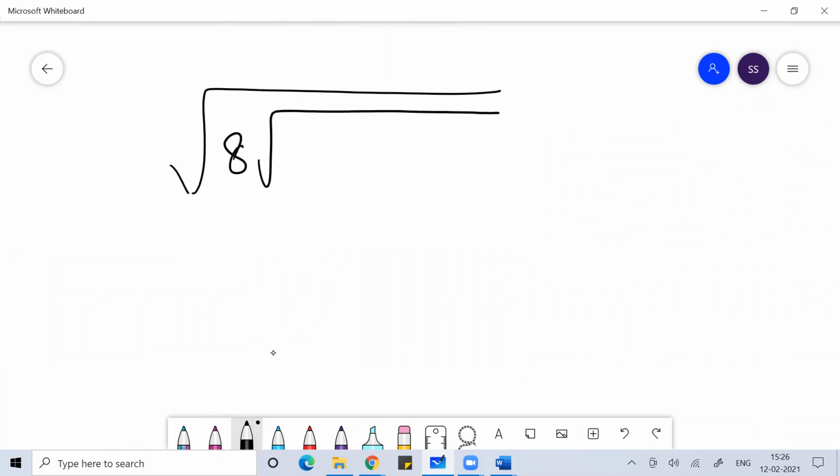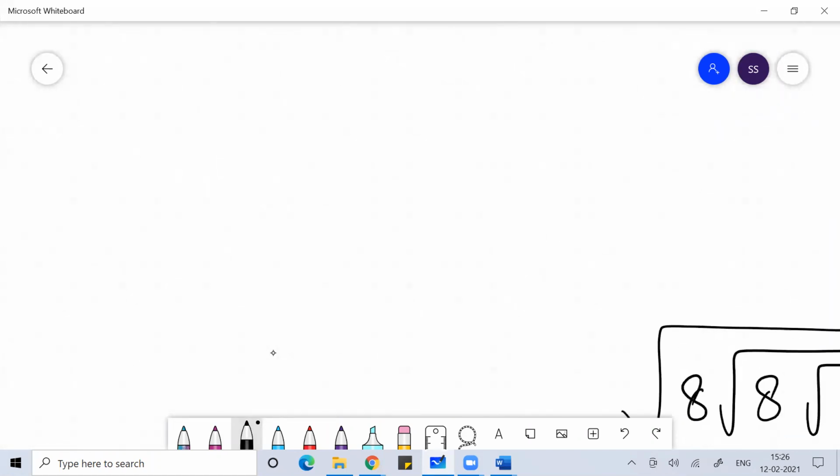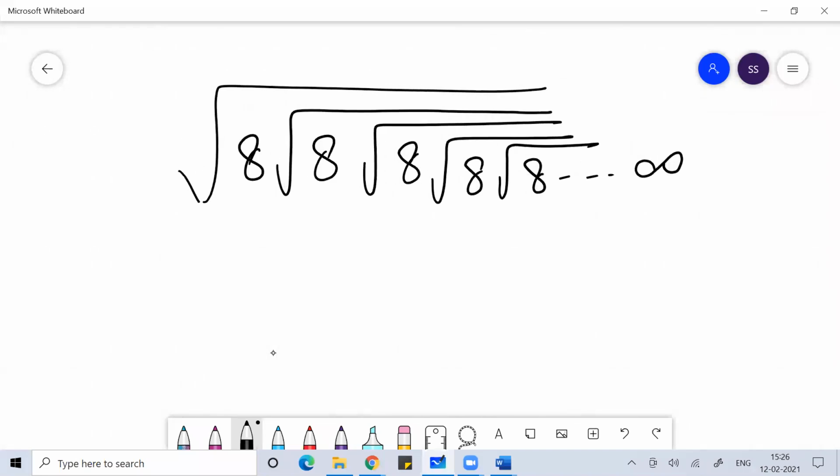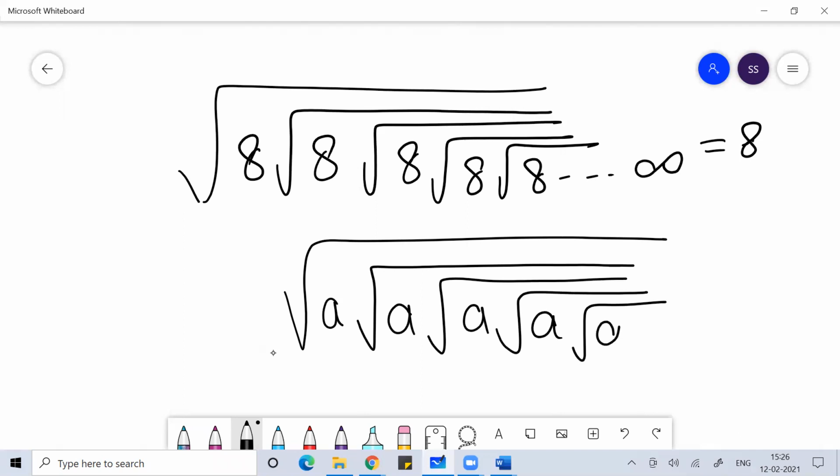So now imagine if I ask you what is root 8, then root 8, then root 8, then root 8, then root 8, like this till infinity. If I'm asking you what is the answer for this, the answer for this is 8. So always remember, under root of a into under root of a into under root of a, till infinity, the answer is a only.